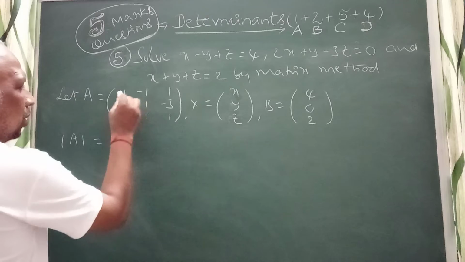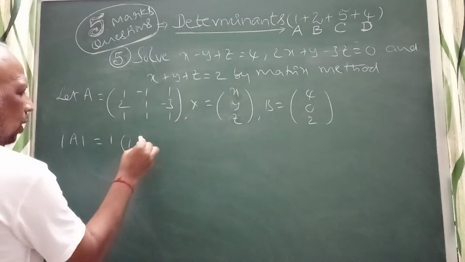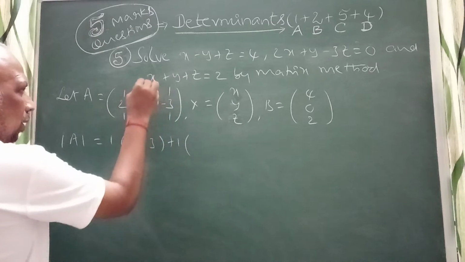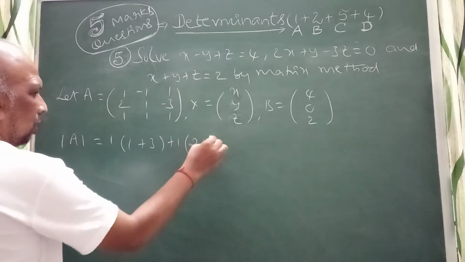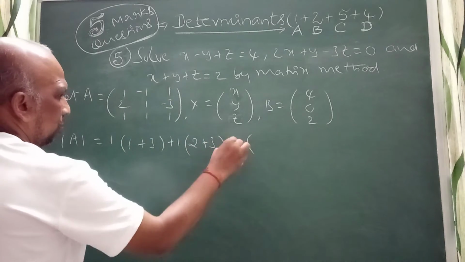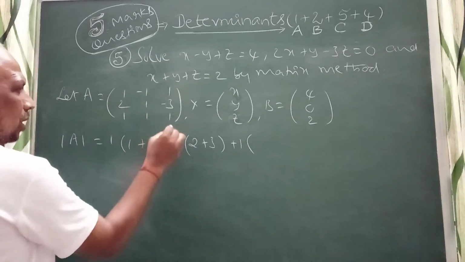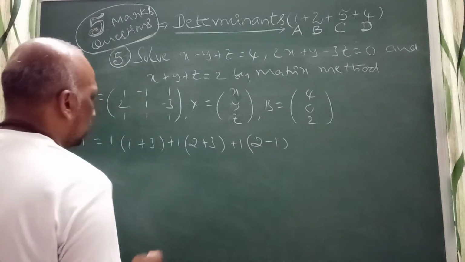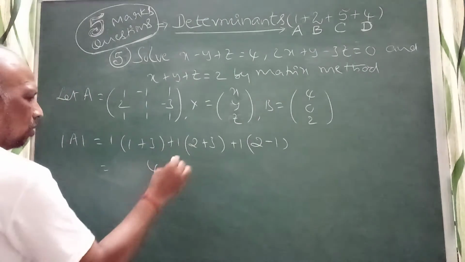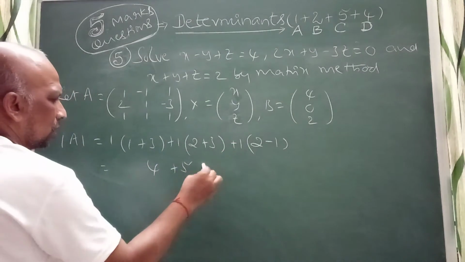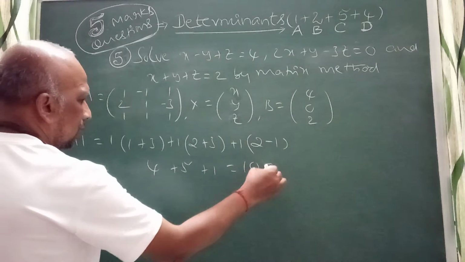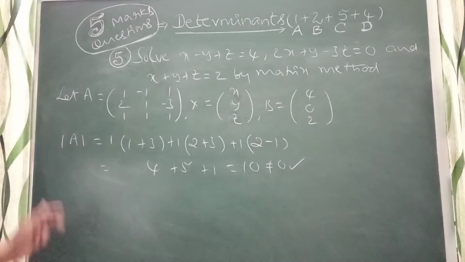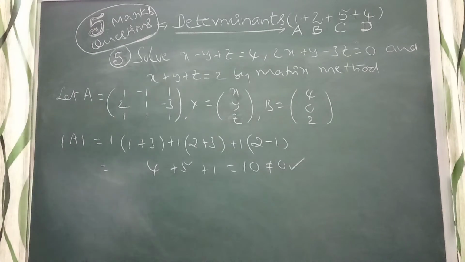Det A: 1 into, leave this row and this column, 1 plus 3. Minus of minus 1 into, leave this row and this column, 2 plus 3, plus 1 into, leave this row and this column. Determinant of this 2 minus 1. You will get 4 plus 5, this is 1. It comes 10. This is not equal to 0, right? I can find here that A is invertible.